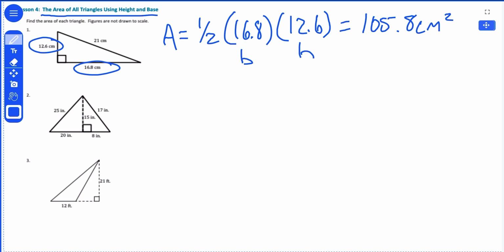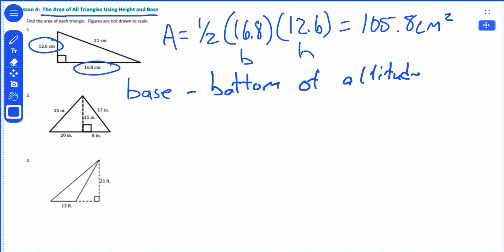Your base is the bottom of the altitude, okay? And that's going to be where we have the right angles, okay? So if you look at this, because we could have a base of 25, a base of 17, or a base of 28. All of those could be bases, correct?